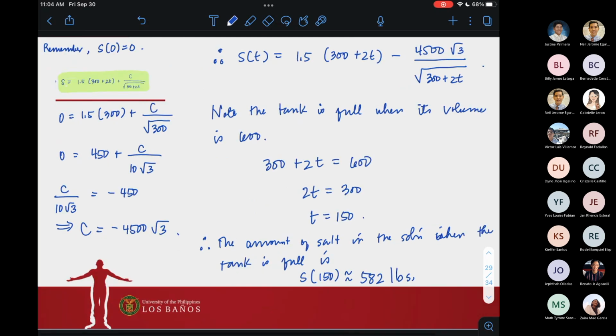Ang daming salt pala no? 582 pounds, so that's roughly around 250 kilos of salt that is in the tank. Okay? Kapagod, no? Any questions?